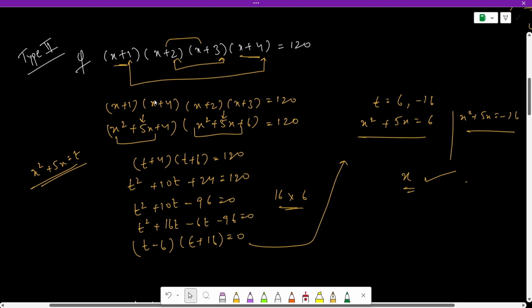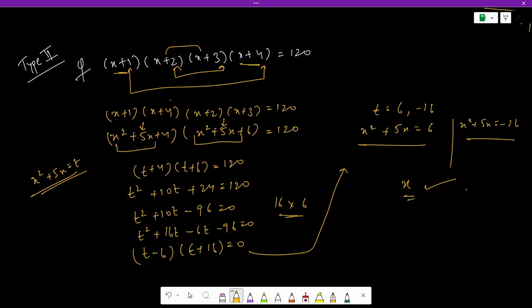So I hope you understood the concept behind this: if we have multiple products and the sum of constant terms are equal, then we can club them to get this common expression, and then we can easily solve this.